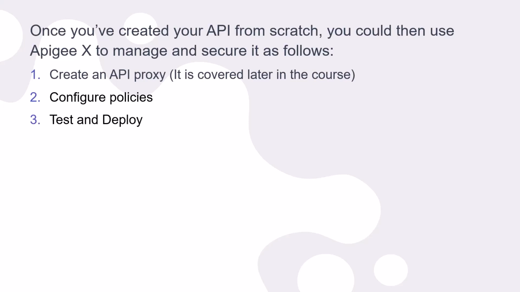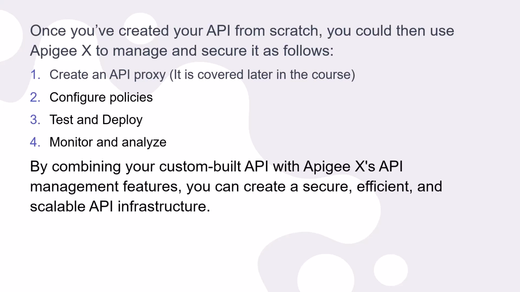So test and deploy. Test the API proxy and deploy it in the desired environment within Apigee. Monitor and analyze. Use Apigee's analytics features to monitor the performance, usage, and security of your API, and continuously analyze the data to identify areas of improvement and optimization. Now, finally, by combining your custom-built API with Apigee's API management features, you can create a secure, efficient, and scalable API infrastructure.